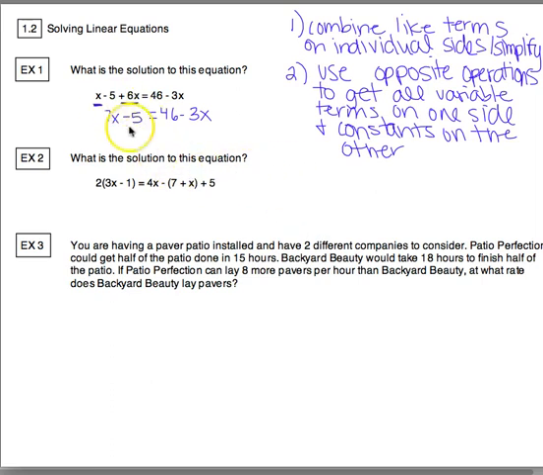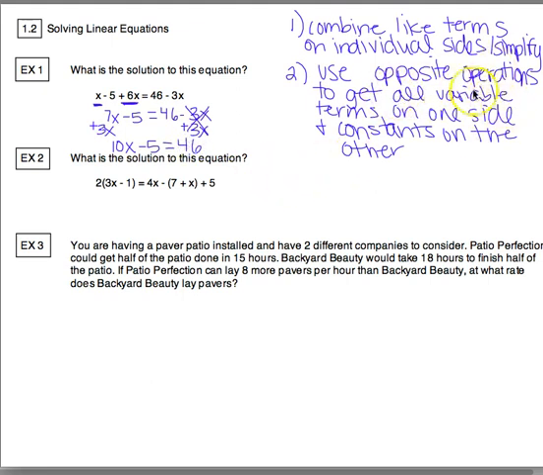So in this case, because I have more x's over here on the left side, I'm going to go ahead and have my x's on the left, which means that any x terms that are on the right, I need to use opposite operations to move. So here I have a subtracted 3x term. The opposite of subtraction is addition. So I'm going to add that to both sides. So those will cancel out just like you learned in Algebra 1. So 7x plus 3x gives you 10x. I've still got that minus 5, and then I've got equals 46.